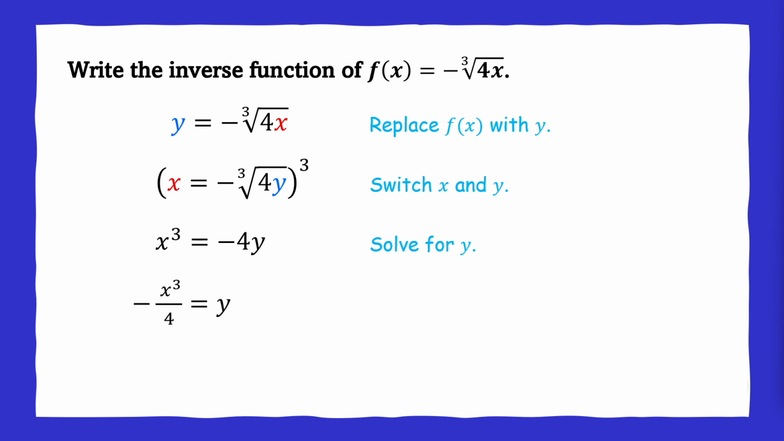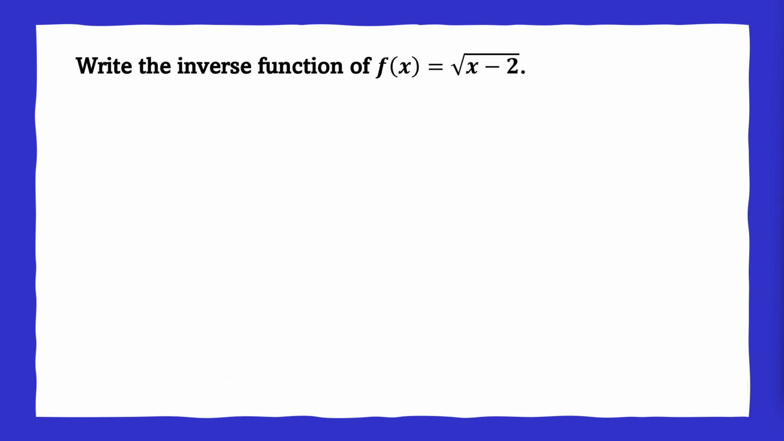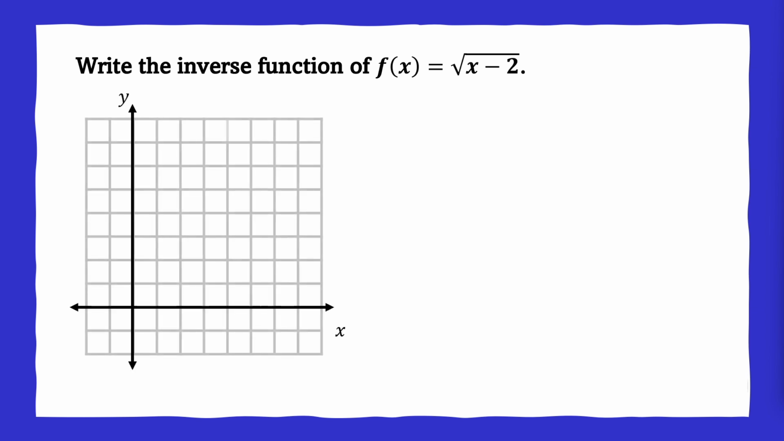Now that we've solved for y, we replace it with f inverse of x. We get f inverse of x equals negative x cubed over 4. Let's try another one. Write the inverse function of f of x equals the square root of x minus 2. This is a square root function which is translated 2 units to the right.